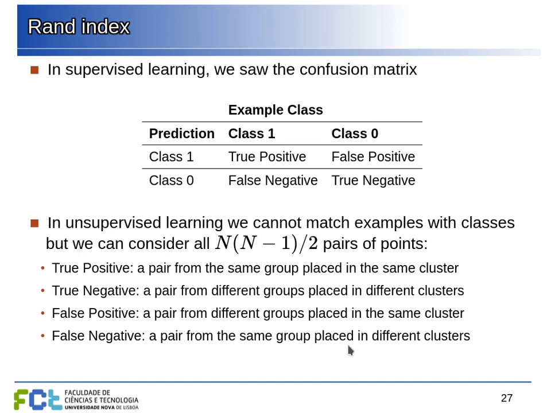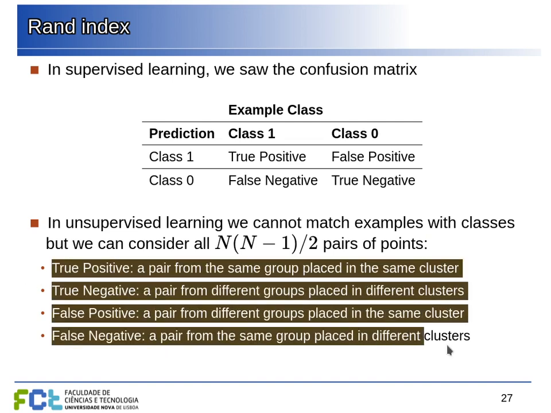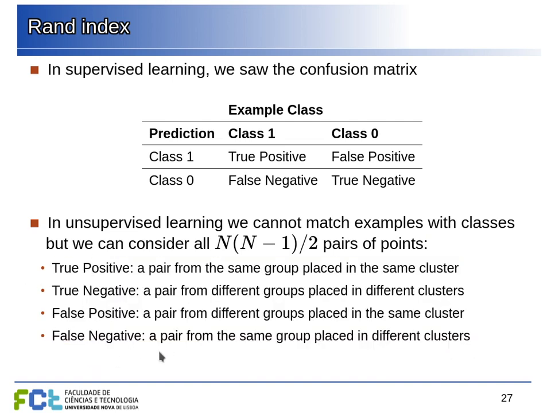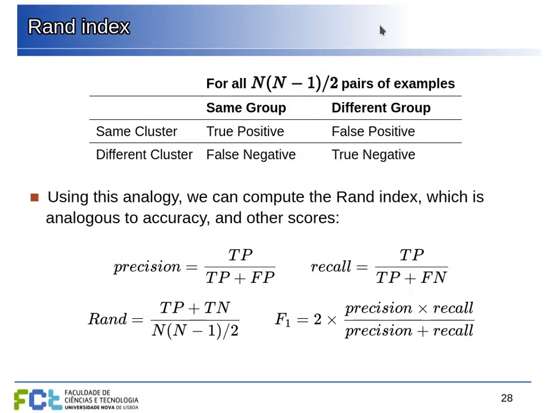So for this case, we need to consider all the pairs of points. So instead of using only n, we have n multiplied by n minus 1 divided by 2. This is the total number of different pairs of points. And we are going to compute all of these, true positive, true negative, false positive, and false negative, for all the pairs. And now we can obtain the equivalent or the analogous in this unsupervised learning framework of precision and recall. So basically we use the same formula.